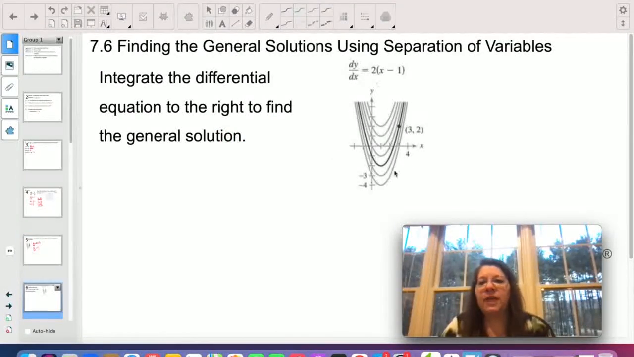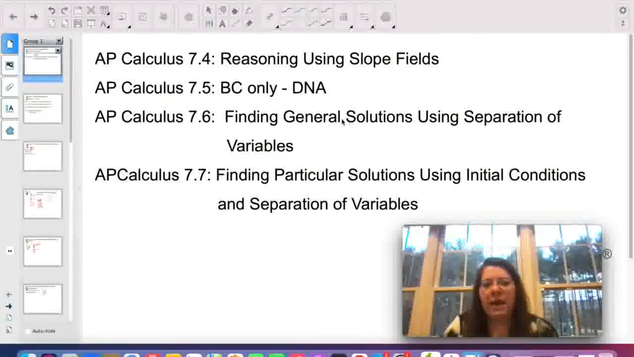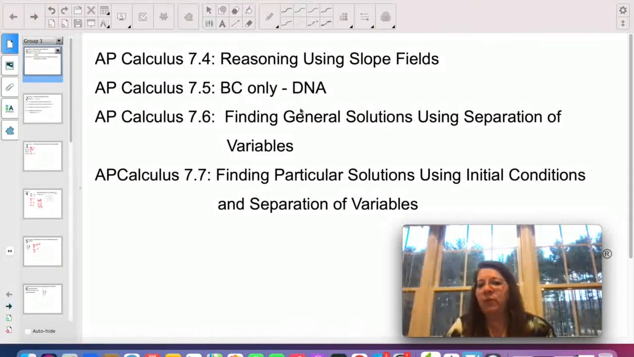Now they're using the same graph, the same differential equation, and we're going to find the general solution using separation of variables. If you think back to the beginning, you may wonder why we skipped 7.5. That's because that's a BC topic only. We're doing AP Calculus AB this year, not BC. BC covers quite a bit more. So 7.5 was just for BC, so we don't have to cover that. That's why I'm skipping to 7.6.